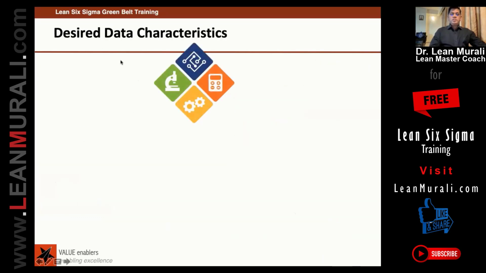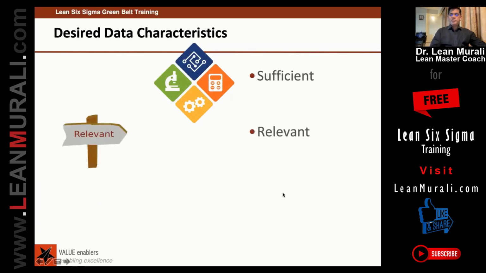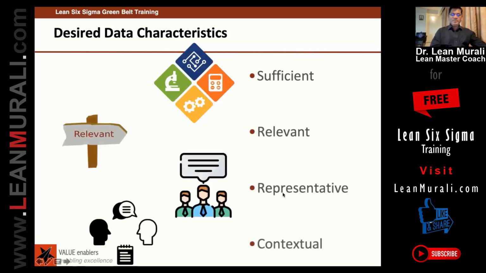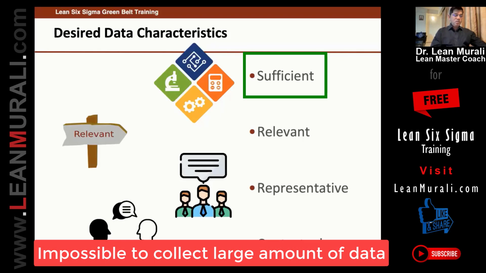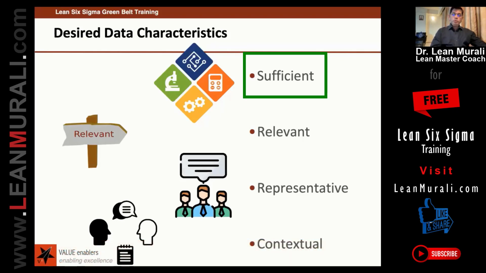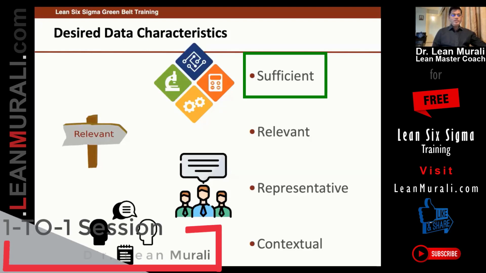Okay, so desired data characteristics: sufficient data, relevant data, representative data, and contextual data. And when I say sufficient, it is impossible for us to collect a large amount of data. Suppose you're going to launch a new soap in a country, how much data will you collect? Suppose India has 130 crore people. Do you collect data for 130 crore people? It's definitely not, right? So will you collect for 130 people? No, that's also no. So we need to collect sufficient data.